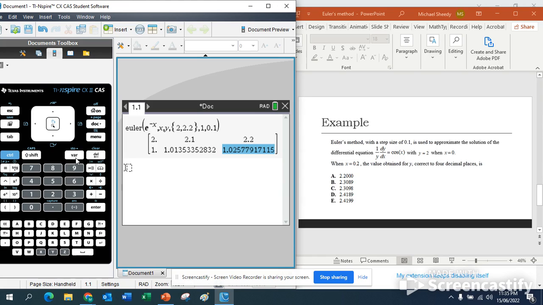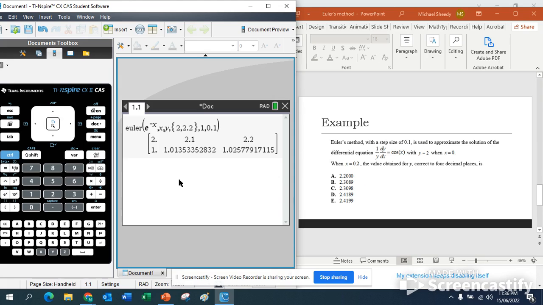So next question. Use Euler's method with a step size of 0.1 to approximate the solution of the differential equation 1/y multiplied by dy/dx equals cos x, where y equals 2 when x equals 0. They're our initial conditions. And the question says when x equals 0.2, the value obtained for y, correct to 4 decimal places, is one of these 5 options here.